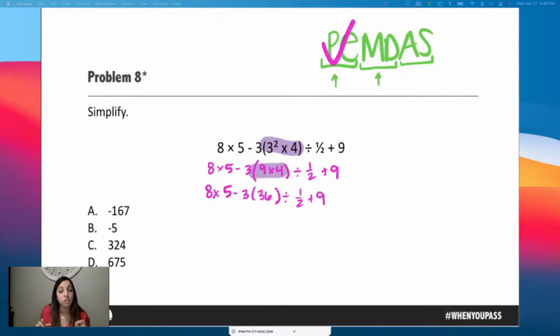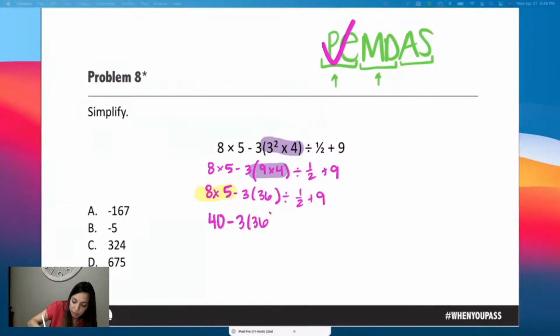Now I'm going to do multiplication and division. Again, I'm going to do it in the order it shows up in the problem, and I'm going to do it one step at a time. So I'm going to solve 8 times 5 first, because that's the first multiplication I see in this problem. 8 times 5 is 40. I'm going to keep everything else in my problem the same, so I don't miss any steps.